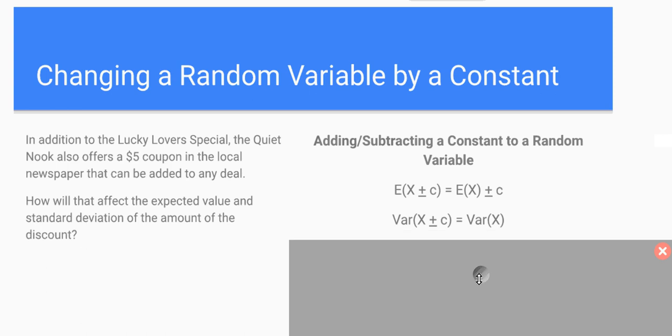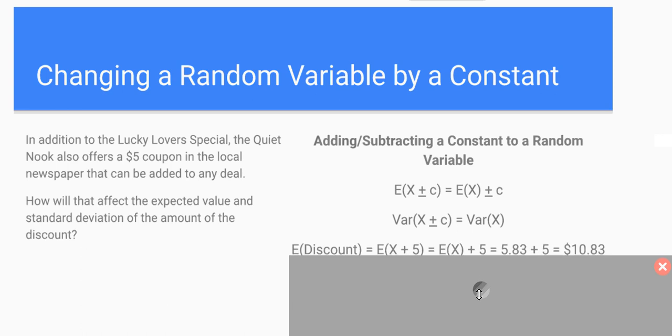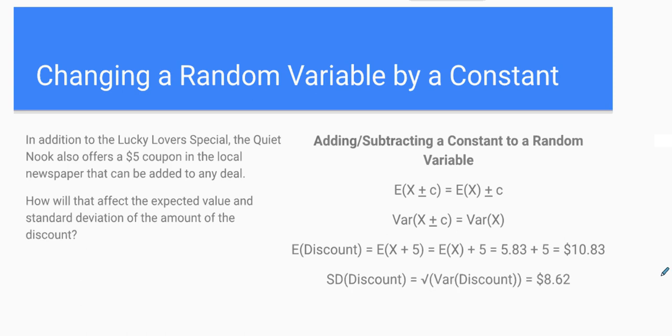So putting it in context of the Quiet Nook, right? The expected discount, we'll just put discount in there so we know what we're talking about, is going to be the expected value plus 5. So we knew that it was $5.83 plus the additional $5, so it would up the expected value to $10.83 without changing the standard deviation at all, or the variance. So we don't really have to show anything with the variance. It's the same thing. All right. The spread doesn't change when you're adding or subtracting something to it.